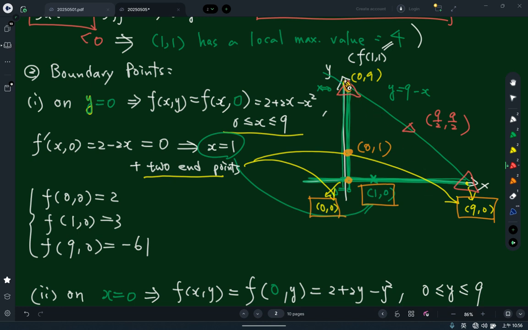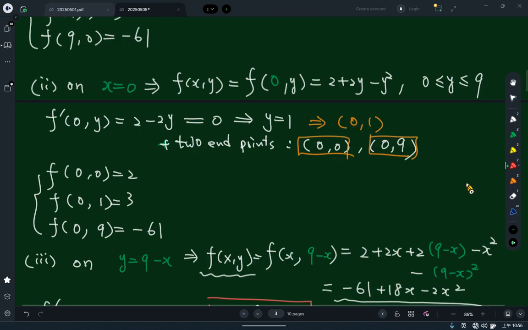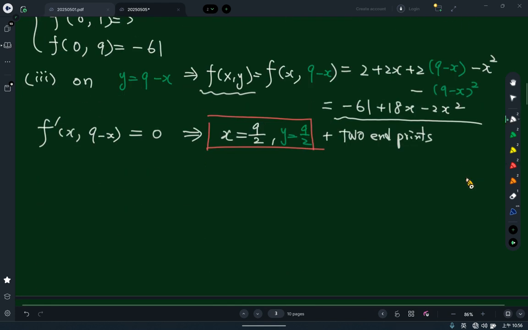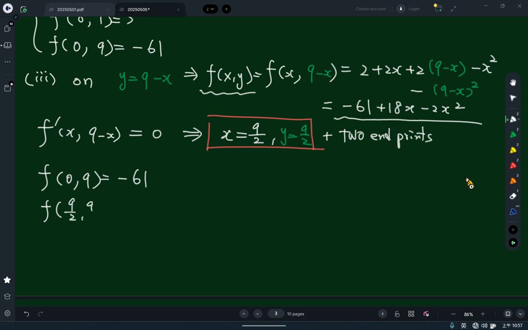So for this line, we will focus on (0, 9), (9/2, 9/2), and (9, 0). These 3 points. So we will focus on f of (0, 9), it will be -16. There's 61. And f of (9/2, 9/2), it will be -41/2. Then f of (9, 0), it is -61.